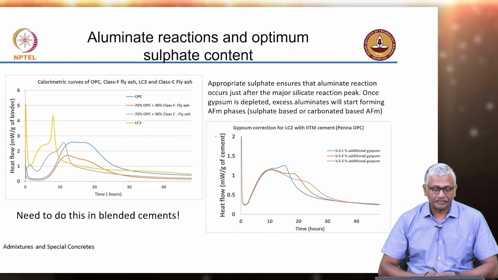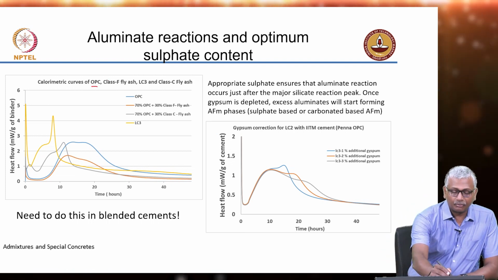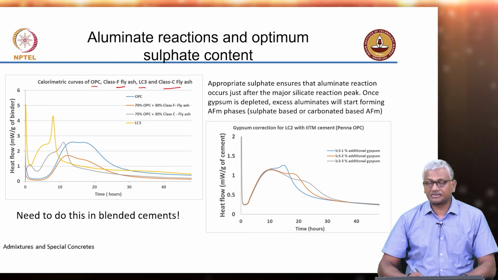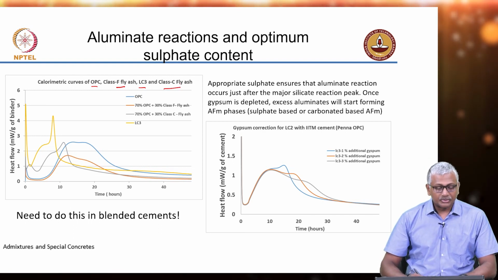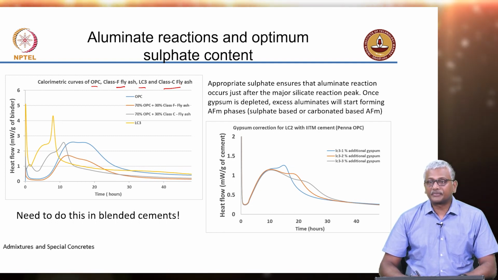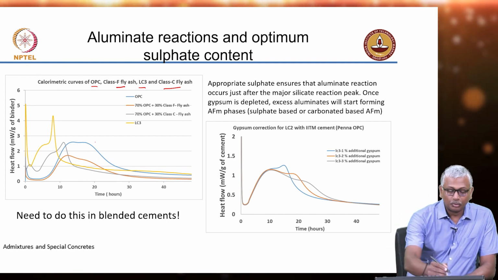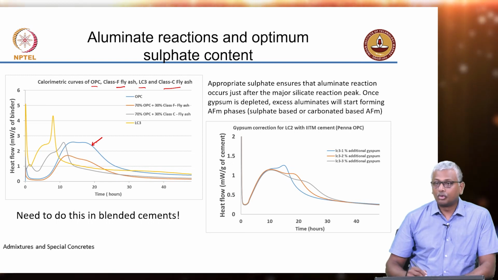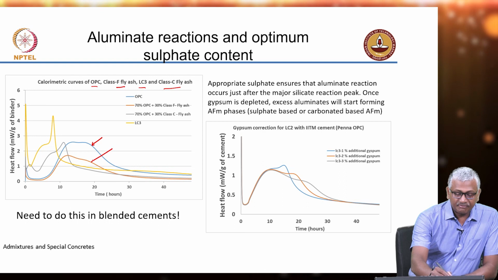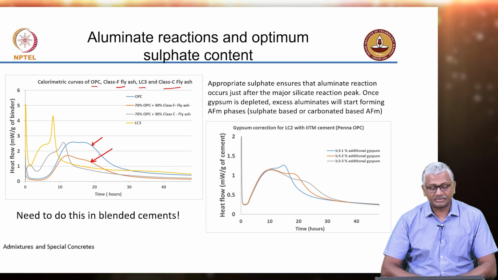admixture based concrete. So, again here what is presented here is calorimetric curves of OPC, class F fly ash, LC3 and class C fly ash. LC3 is limestone calcined clay cement. So, here again you can see these reactions that are attributable to the alumina if your sulphate is not properly optimized. So, your OPC is this blue curve, okay. This 70% OPC plus 30% class F fly ash is here, okay.